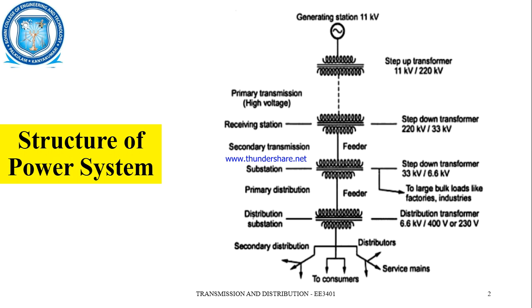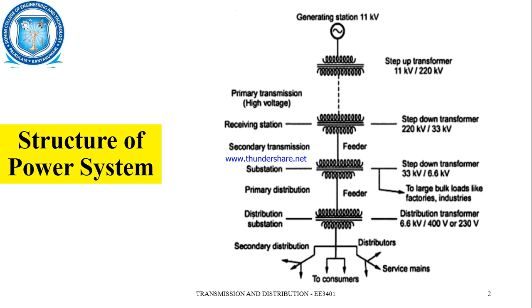Here, the distribution substation which is present nearer to our house steps down the 11 kV or 6.6 kV only to 400 volt and 230 volt, not any other voltages. So the large scale industries or factories which are meant to have a different value of voltage tap the 6.6 kV. This is the thing. Till which we have feeders.